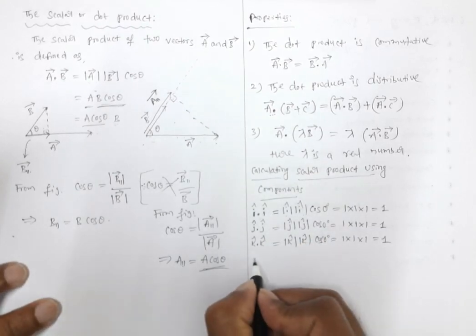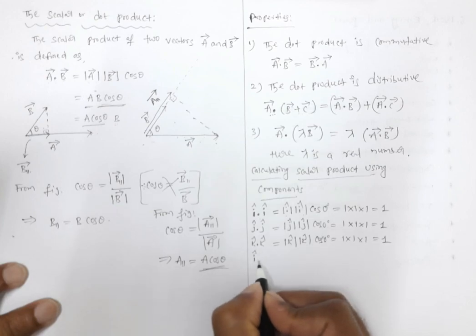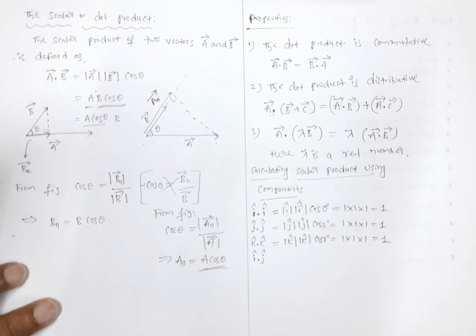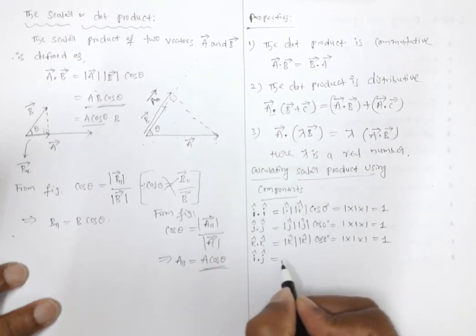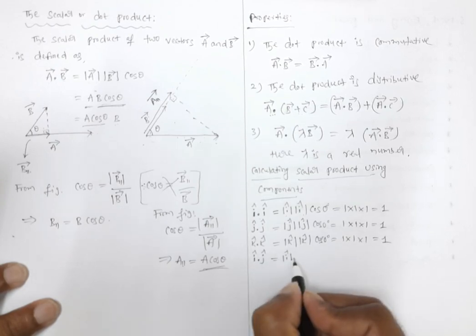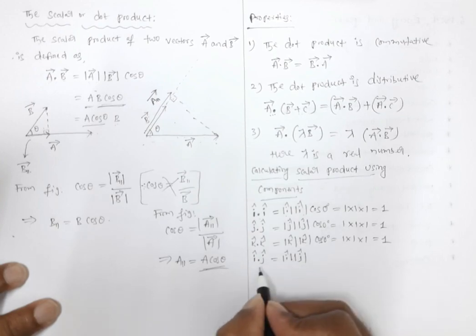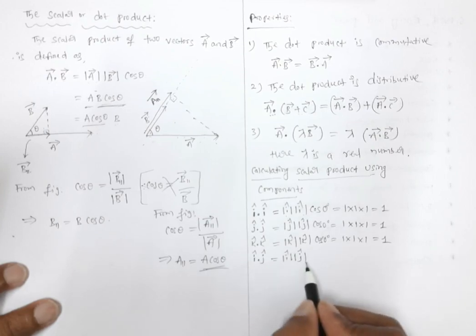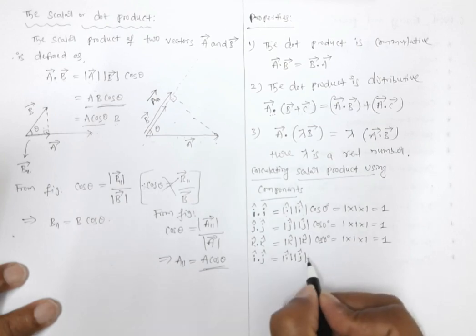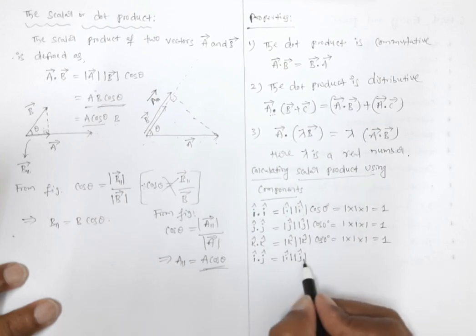Now let us take i cap dot j cap. Now what do we get, guys? So magnitude of the first vector i cap and the second vector magnitude of j cap, into cos of the angle between the two vectors i cap and j cap. i cap is the unit vector along plus x-axis and j cap is the unit vector along plus y-axis. So what is the angle between plus x-axis and plus y-axis? 90 degrees, right? So the angle between i cap and j cap is also 90 degrees.